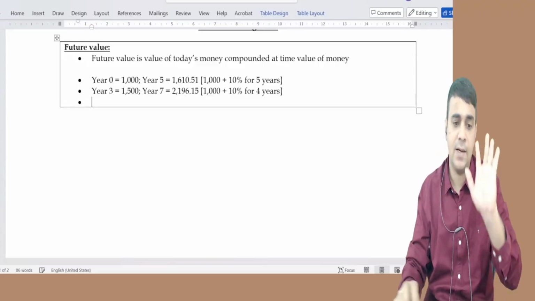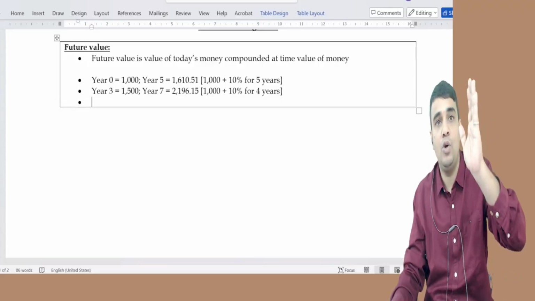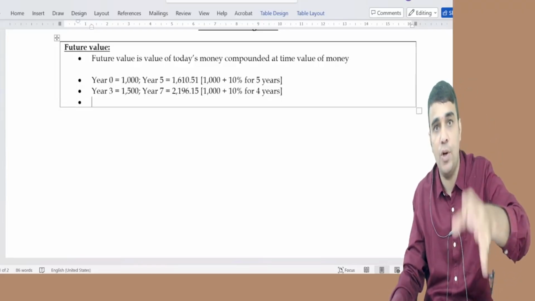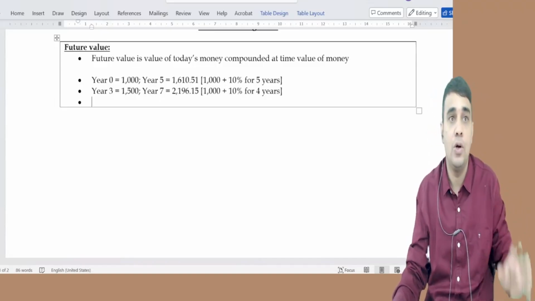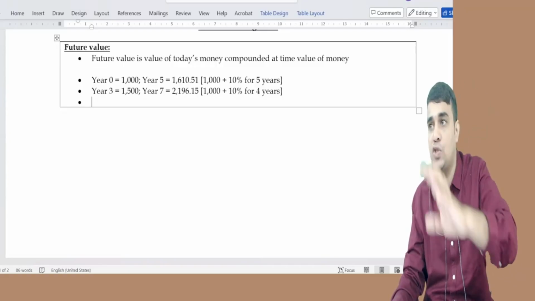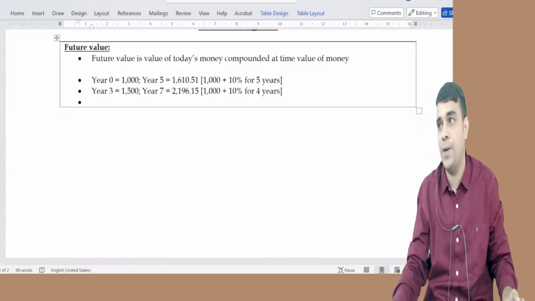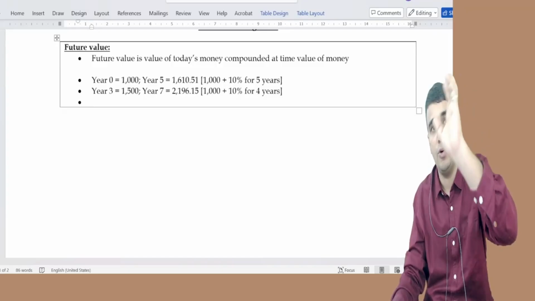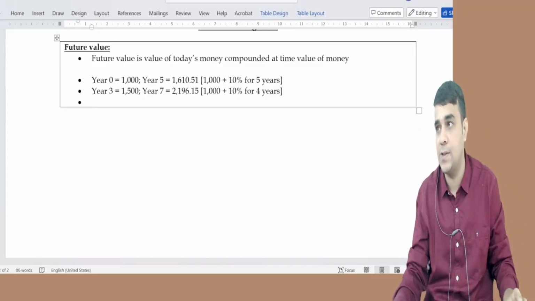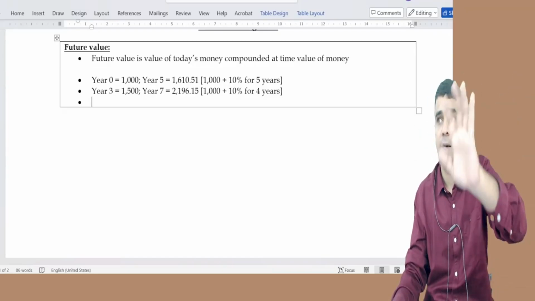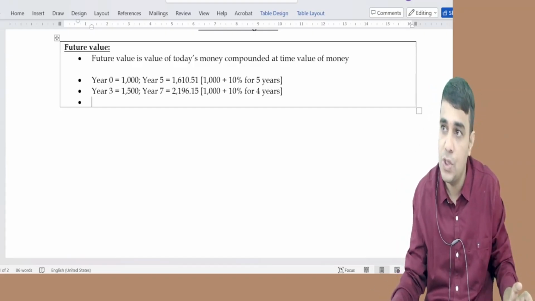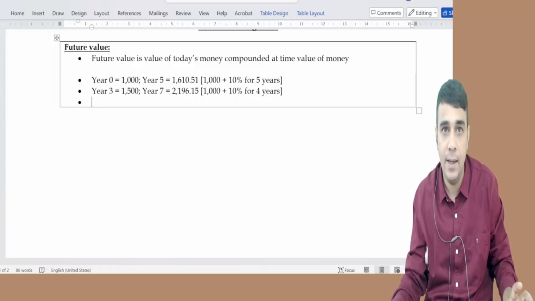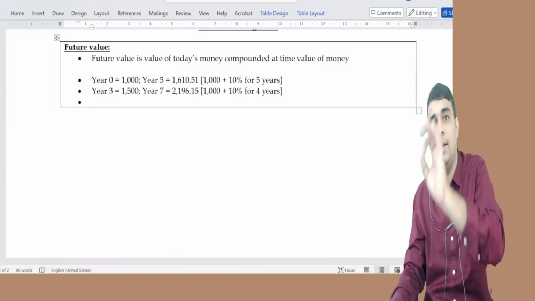Okay. The basic concept is very simple. A 2021 value, let's assume you want to take it to 2025, add interest for 4 years. 2025 you want to take it to 2029, add interest for 4 years. 2029 you want to take it to 2035, add interest for 6 years. When you want to take it to a future time period, we add interest.